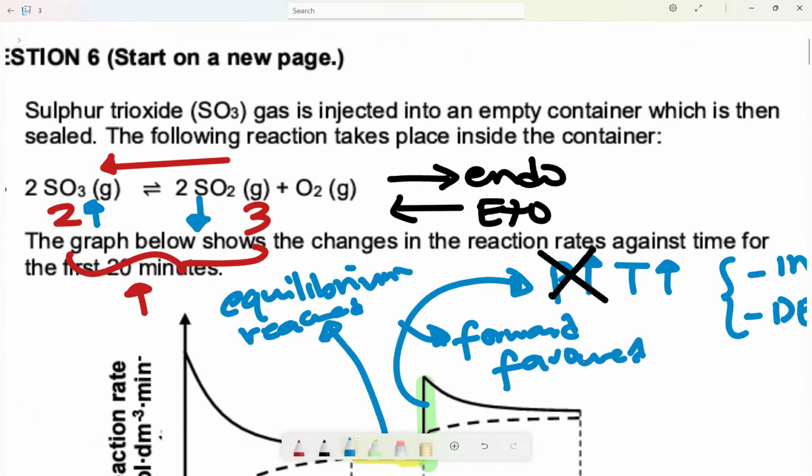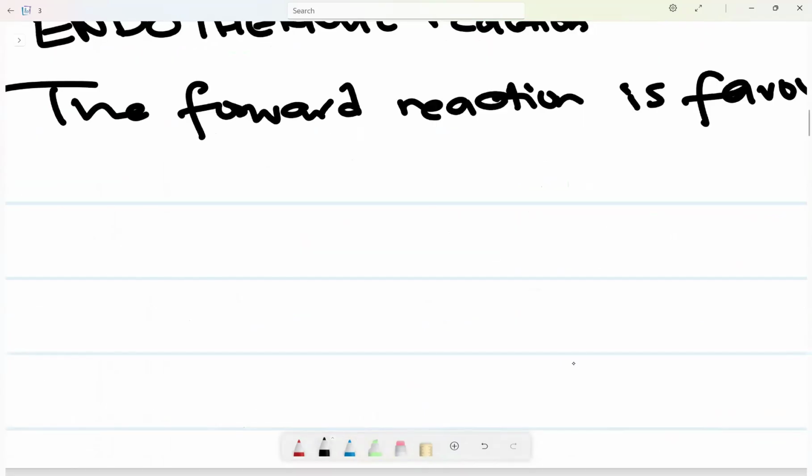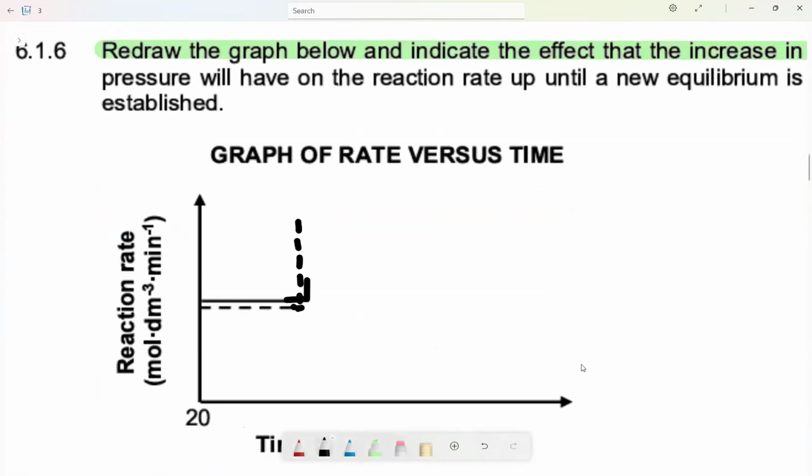Yes. Now let's talk. If the concentration of SO2 increases, what will happen? Remember, if our reactants are more, the reaction rate will be higher. So if we have more reactants, the forward reaction will increase. Why? Because there will be more reactants to form the product. But on this side there will be fewer products, so the reaction rate will be lower, since there will be fewer products to form the reactants. I hope you are following that. I'm saying the forward reaction will increase because there are more reactants.